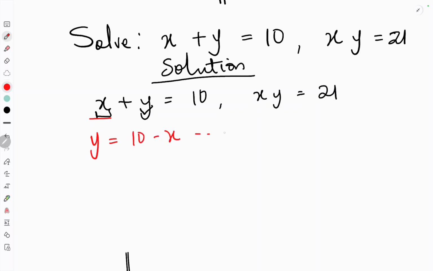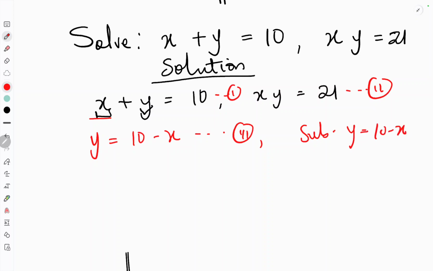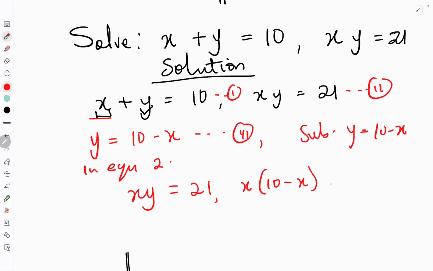Okay, so we can name this equation 3. This one is equation 1 and this one is equation 2. Okay, so I will now substitute y equals 10 minus x in equation 2. So equation 2 is xy is 21. So if I substitute y to be that, it means x times (10 minus x) is equal to 21.